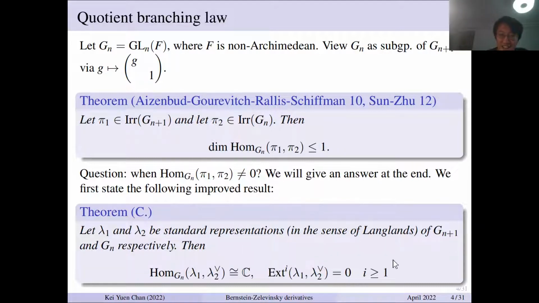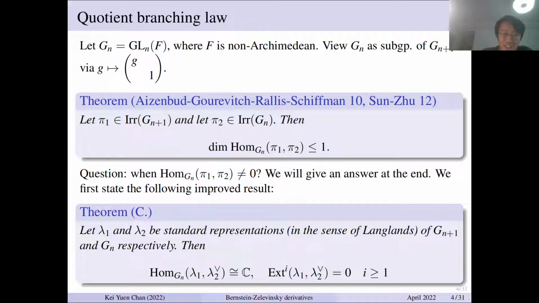We consider the branching problem. We consider G_n as a subgroup of G_{n+1} through such an embedding. There is more than one embedding, so we just fix one, in the way stated here. Melissa told us yesterday that the multiplicity is at most 1. I will go through it quickly again.